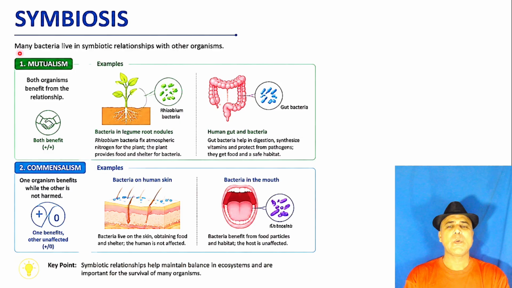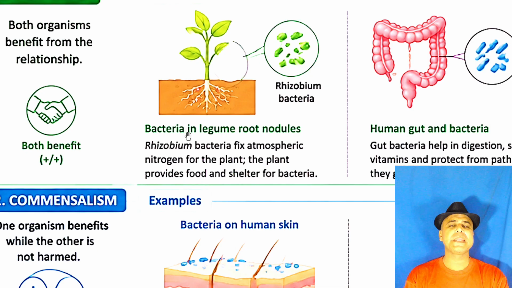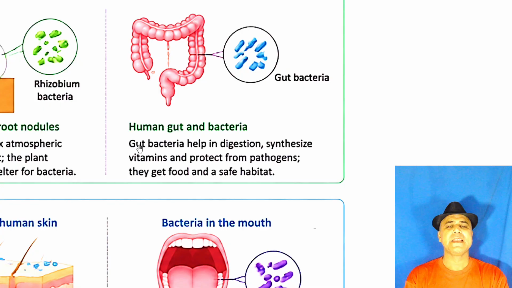Symbiosis. Many bacteria live in symbiotic relationships with other organisms. Bacteria in legume root nodules, Rhizobium bacteria, fix atmospheric nitrogen for the plant. The plant provides food and shelter for the bacteria. Gut bacteria help in digestion, synthesize vitamins, and protect from pathogens. They get food and a safe habitat.